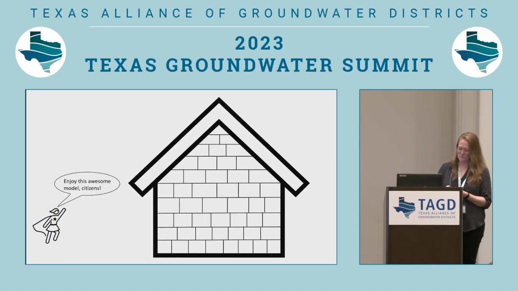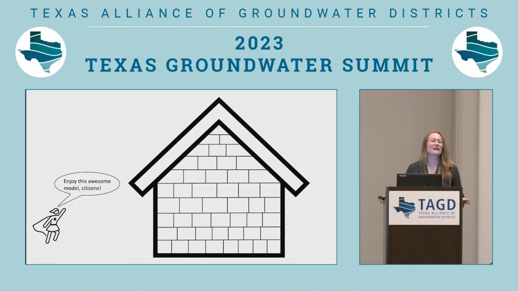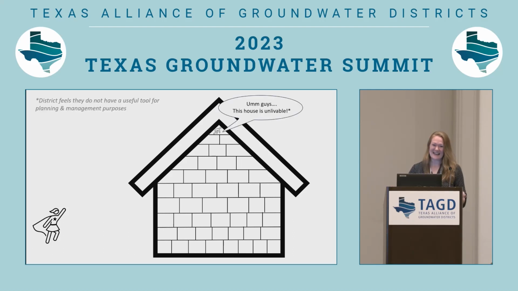So if I complete this model and my errors are less than 10%, or I'm an awesome modeler, so they're less than 5%, this is such a great model. Somebody else is not going to have those calibration statistics. Maybe they're at 20%. And so they're up in the attic, have no space. This house is unlivable.